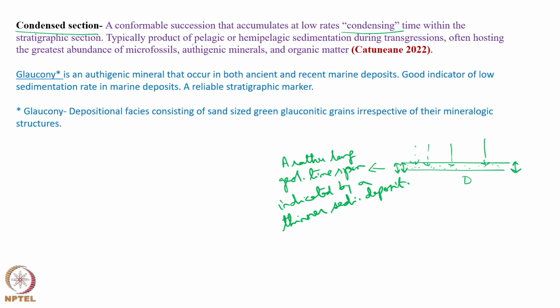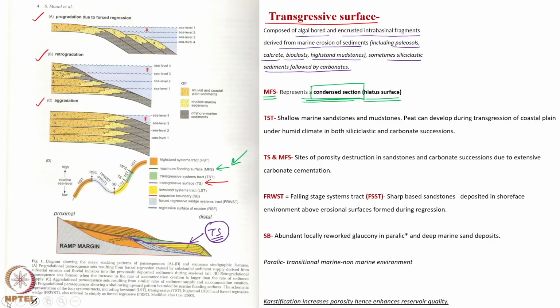These are typical products of pelagic or hemipelagic sedimentation during transgression, and they can host many microfossils, authigenic minerals and organic matter. Now come to MFS here, maximum flooding surface. Where is it located? This green line which I am highlighting is the maximum flooding surface. So, this is a place where time is condensed because sedimentation rate was low during transgression and when flooding was happening, that means water level was rising.